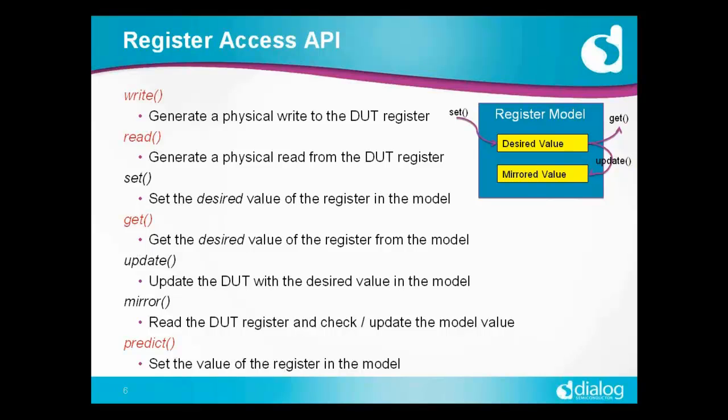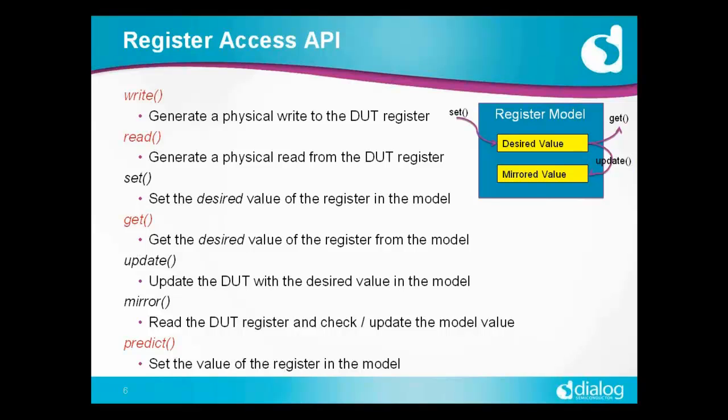But actually, those things weren't of interest to us in what we were trying to do. What we were trying to do is just maintain the mirrored value. So the API methods in red there, the write, the read, the get, and the predict, are ones that essentially bypass the notion of having to have a pipeline between desired and mirrored value, because in those cases the desired value is always the same as the mirrored value. So the write will actually generate a physical write to the DUT, the read will generate a physical read, and get gets the desired register from the model.